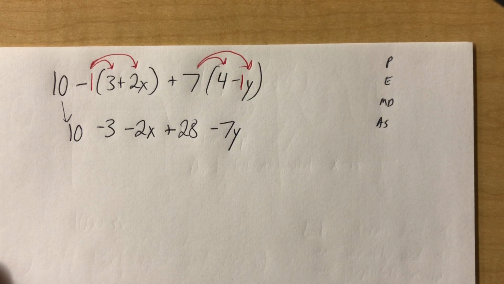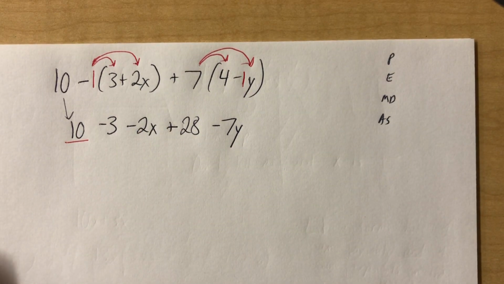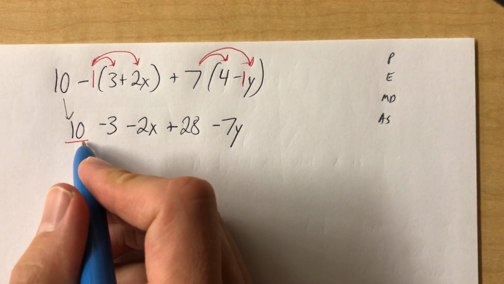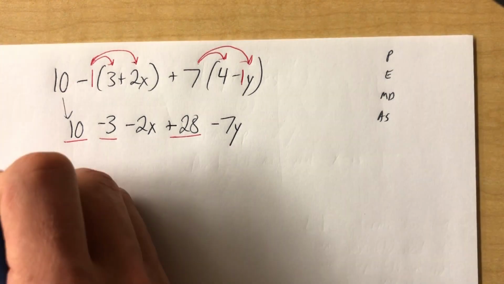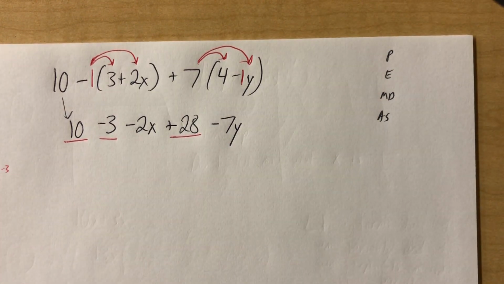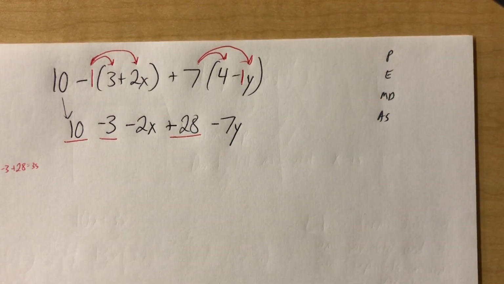And now we'll combine our like terms. I'm just going to start by underlining that and find things that are like it. 10. No x, no y. There's no x, no y, no x, no y. So 10 minus 3, that would be 7. 7 plus 28 is going to give me 35. So what I really have is 35.